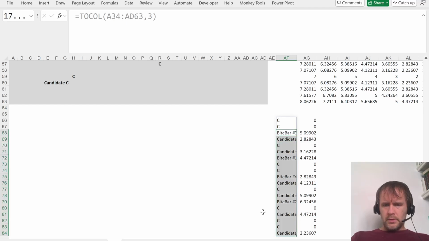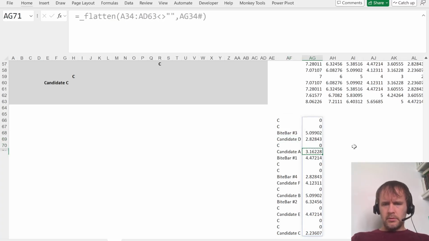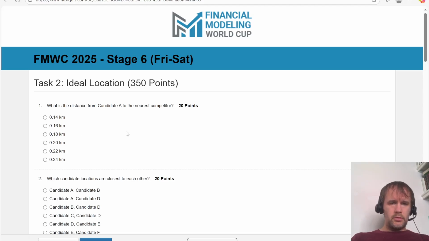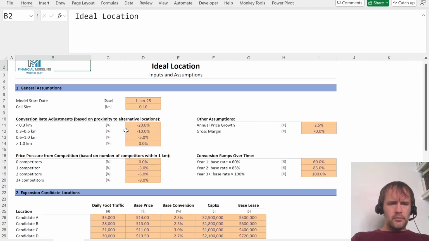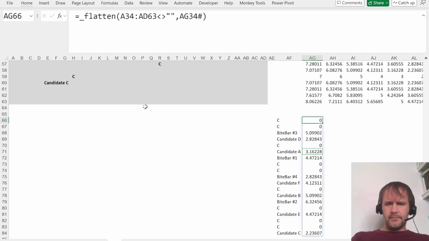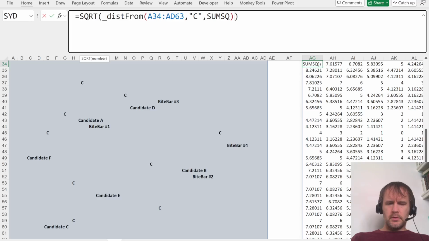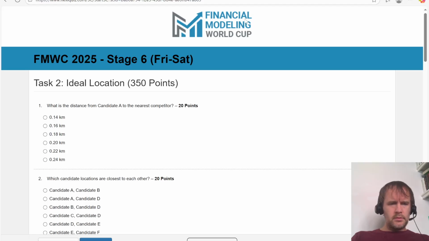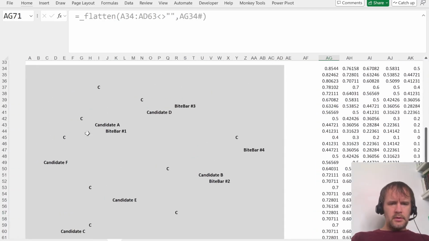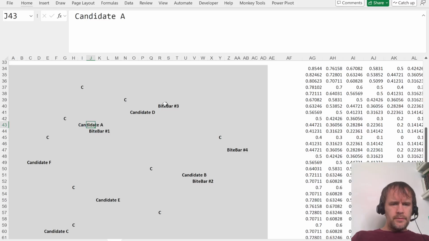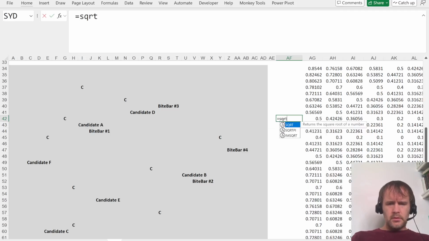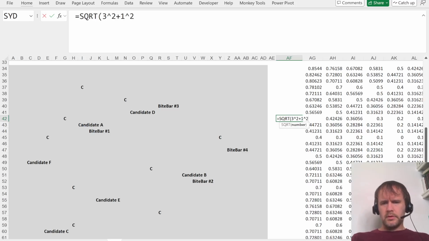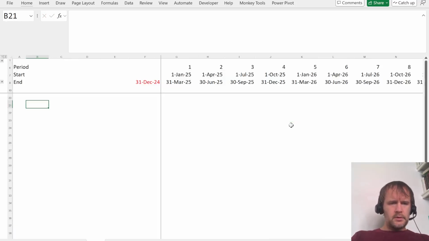Okay, so candidate A 3.16. No. Oh boy. Alright, so I guess there's a scale for this map. Cell size at 0.1 kilometers. Okay. So divide by 10. That still doesn't match, which is not good. Yeah, no, it still doesn't match. So where is candidate A? Here. 4. So 3 and 1. Square root of 3 squared plus 1 squared is, yeah, exactly what I thought it was. That's very, very concerning.